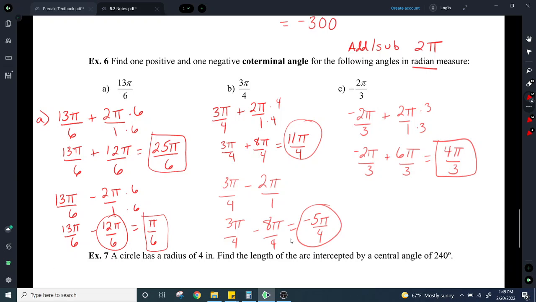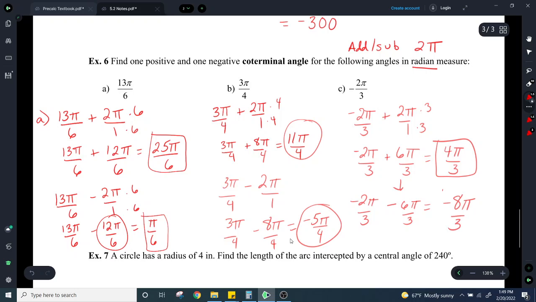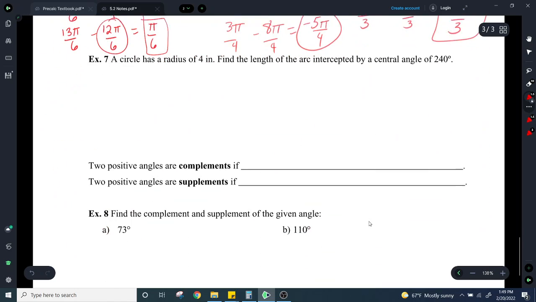Now we need a negative angle as well. So I'm going to take negative 2 pi over 3 and subtract. Just so I don't have to do all this again because I'm short on space, I'm going to use 6 pi over 3 right away. Notice that's your 2 pi. I'm just using 6 pi over 3, that's the common denominator. So negative 2 minus 6 gives me negative 8 pi over 3. So there is your other angle that's coterminal. We could keep adding and subtracting 2 pi all day long, and I'd just get multiple angles that are coterminal with the original.